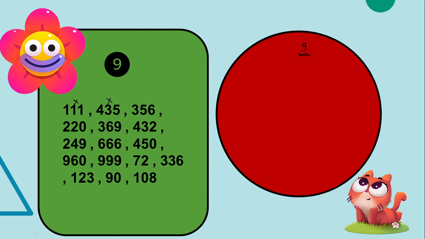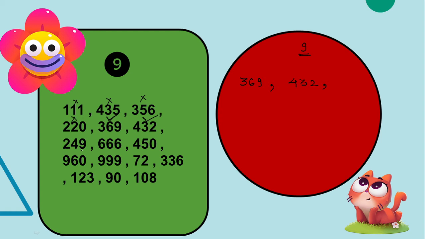Then 3 plus 5 is 8, and 8 plus 6 is 14. 14 won't come in table of 9. So no place. 2 plus 2 is 4. This also won't come. Then let's add this. 3 plus 6 is 9, and 9 plus 9 is 18, and 18 comes in the table of 9. So the first flower to enter basket number 9 is 369. Then let's check 432. 4 plus 3 is 7, and 7 plus 2 is 9. So the next flower, here it comes. It is 432.